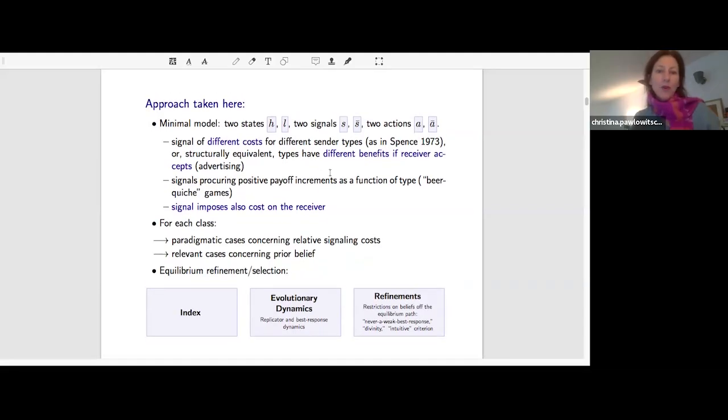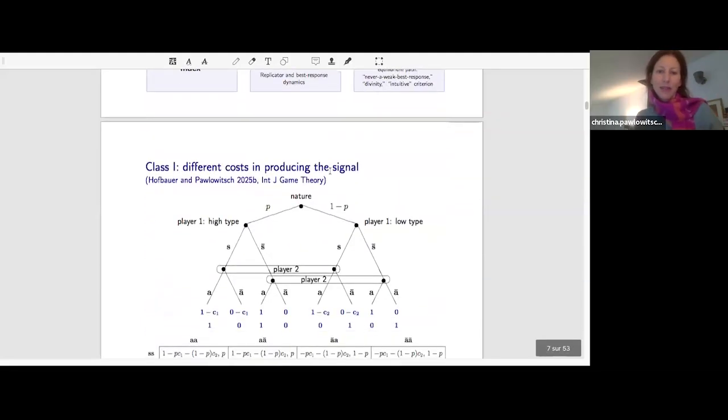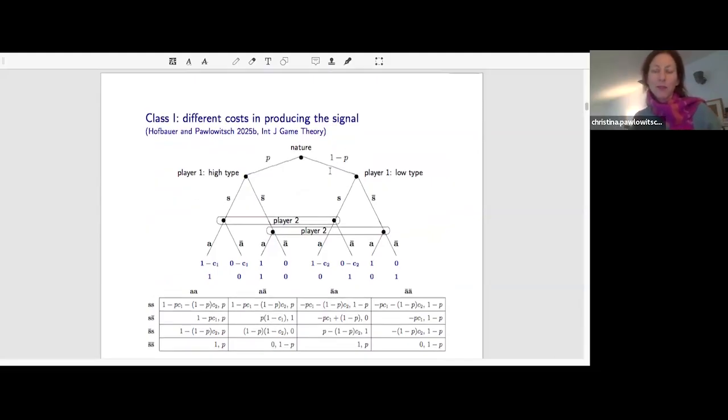Then, for the purpose of this talk, I will discuss a very standard signaling game, which I will show you right away. So this is the game I'm going to talk about. This is the extensive form of the game I'm going to talk about. And maybe to introduce that game, what we should have in mind is the standard job market story. So there is a state of nature capturing the asymmetric information that we have here.